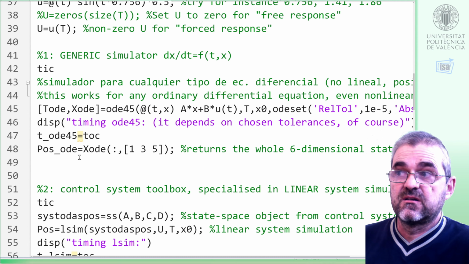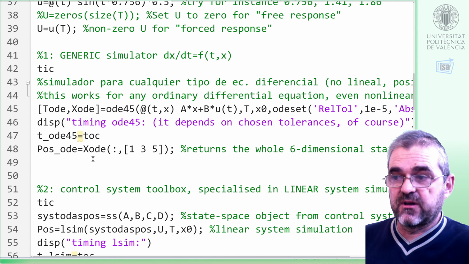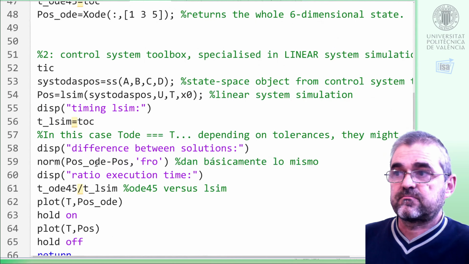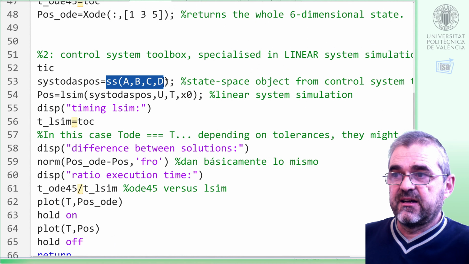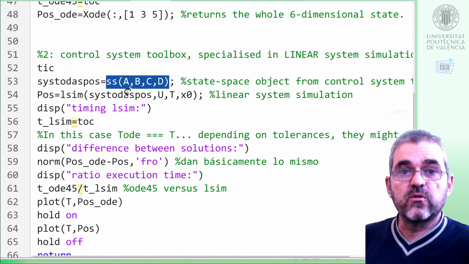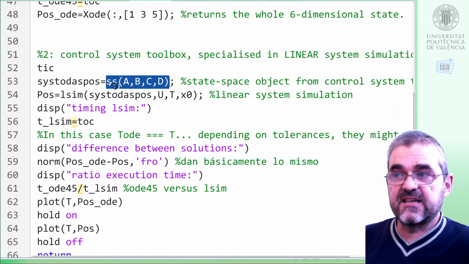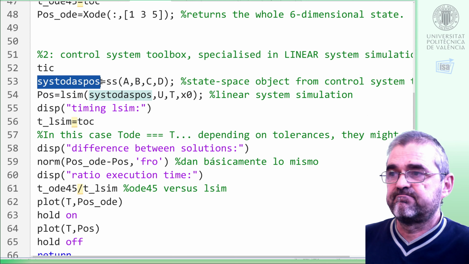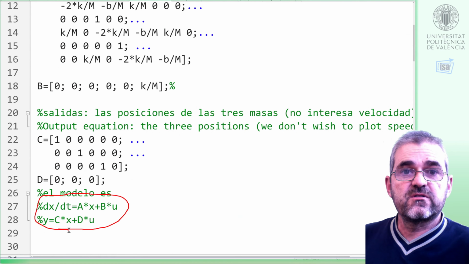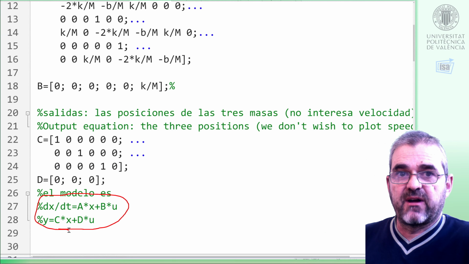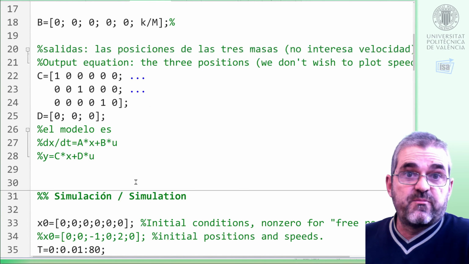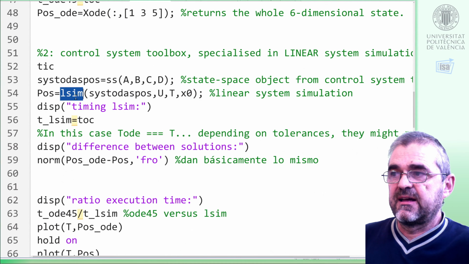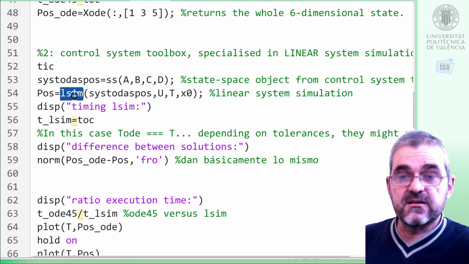Simulation would be finished. But as the system is linear, the control system toolbox has some specialized code for linear system simulation. In particular, I can introduce into the toolbox the state space representation with the ss state space command. So in this sys.spos, it stores these equations in whatever internal form programmers desire, and it prepares whatever it needs for simulations. In particular, the lsim command is linear simulation.